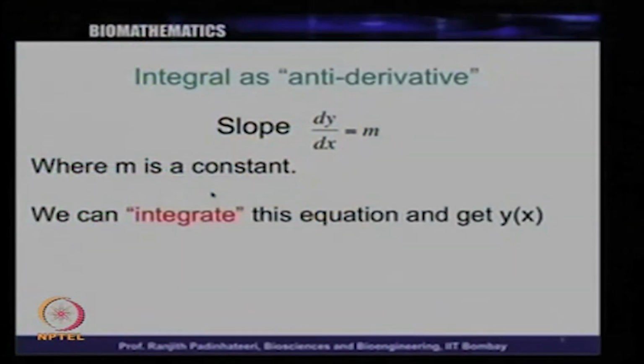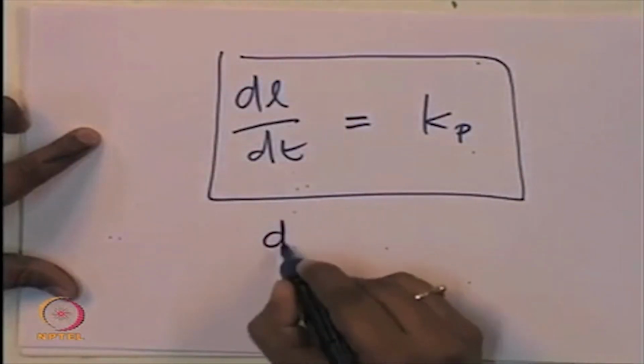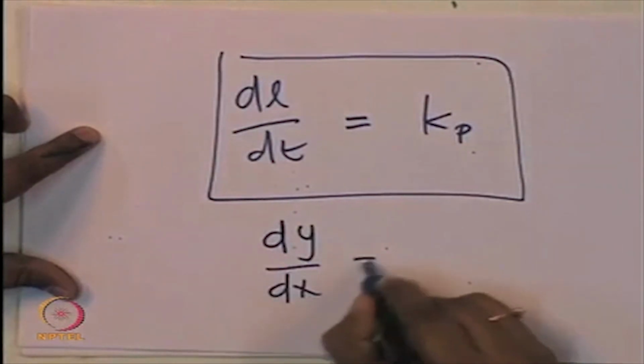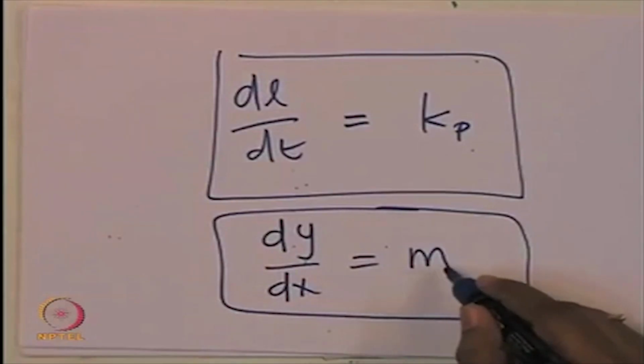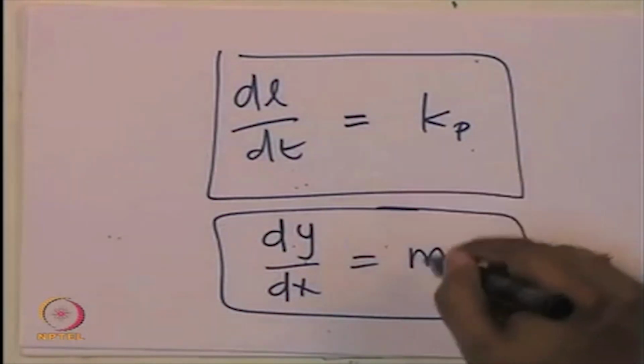When we discussed the integral, we said it is like an antiderivative. So, integral as an antiderivative is something we discussed. For example, if you have a slope m, slope is nothing but dy by dx. When we discussed differentiation, we said the slope is dy by dx. Now, this looks very similar to what we described here. This dl by dt is equal to Kp is the same as dy by dx is equal to m. These are similar equations: dy by dx is slope, so this looks very similar.